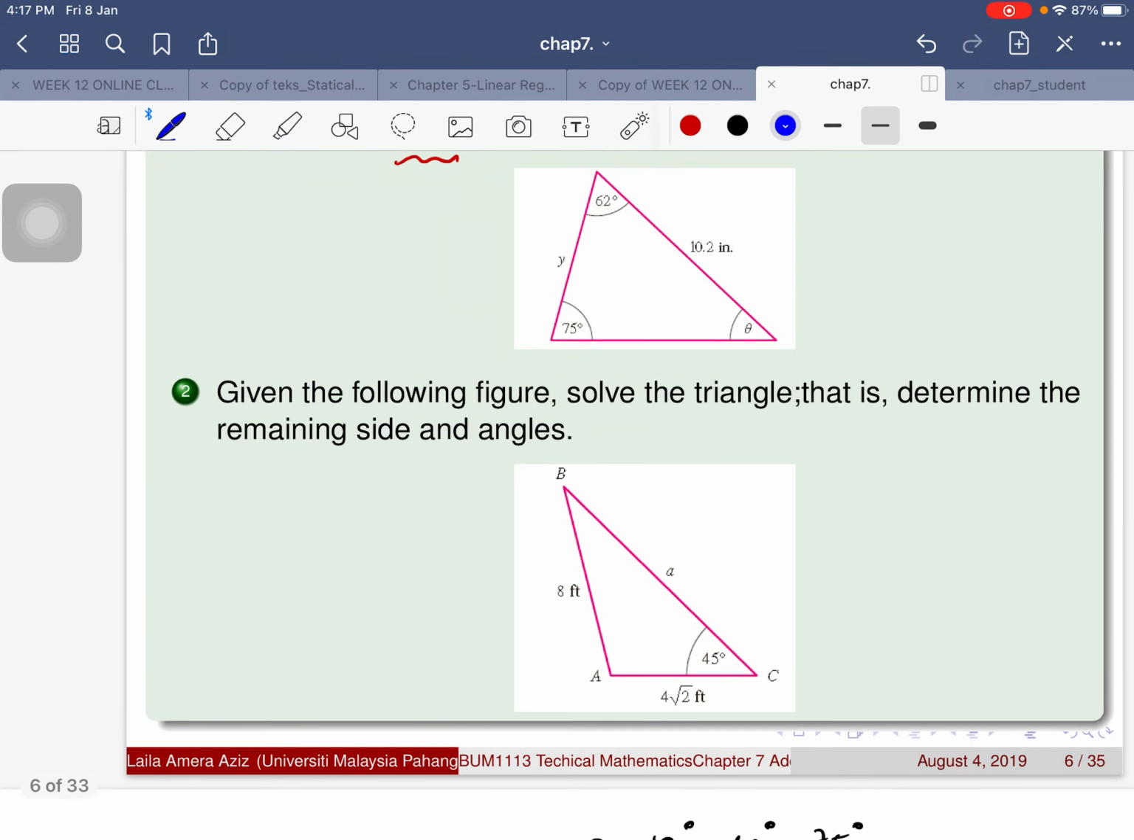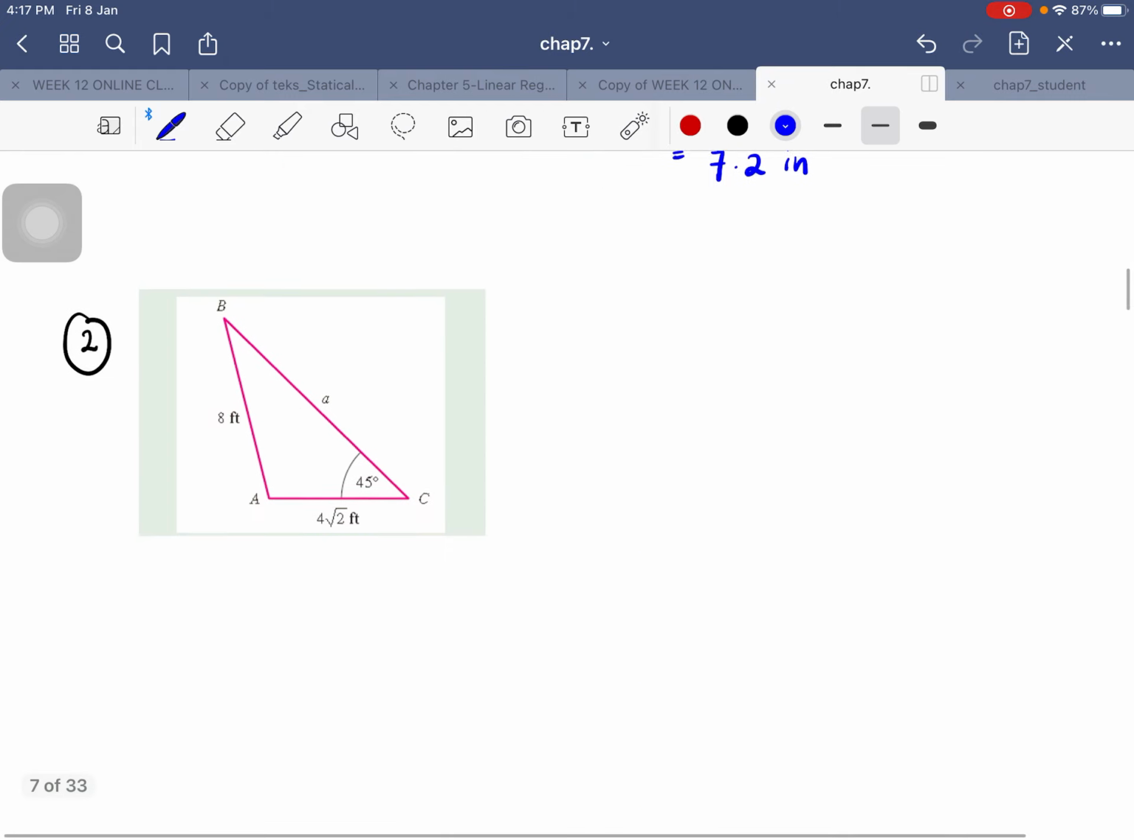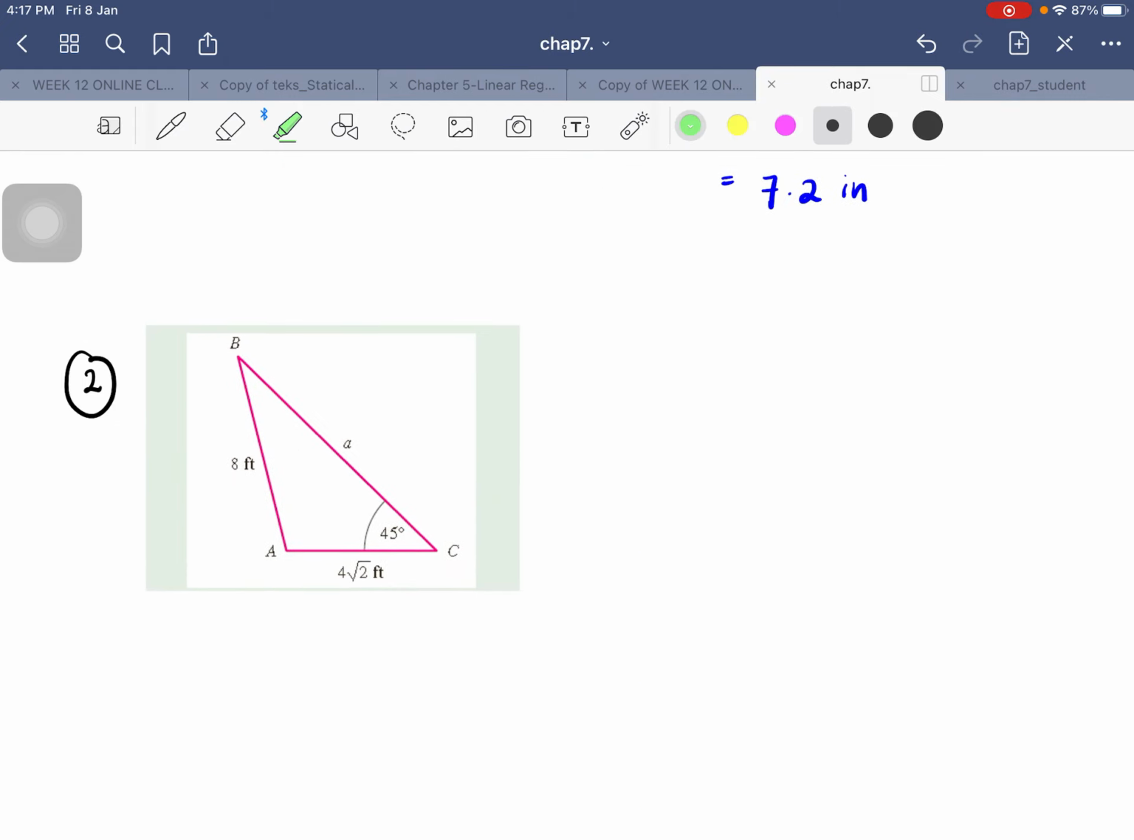In the second problem, we are given the following figure: solve the triangle. So how are we going to solve this? That means we have to determine the remaining side and angles. So where are the remaining side and angles? We have to find the value of A, and we also need to find the value of these two angles at A and also at B.